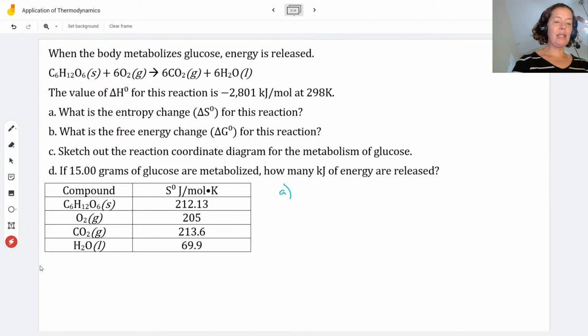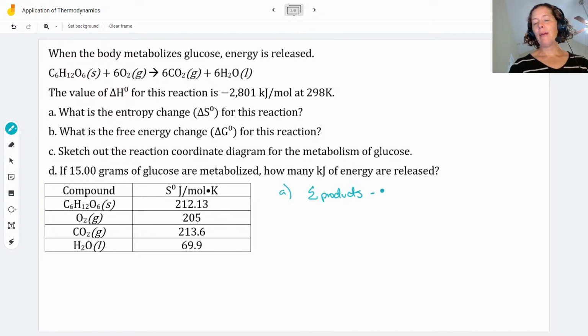Well, the great thing is they have given us a table down here of our entropy values for all of our compounds. So when you're given your values, and this can be true for enthalpy, delta H, entropy, delta S, and Gibbs free energy, or just the free energy delta G, we're going to use products minus reactants. So this is the sum of the products minus the sum of the reactants, will give us delta S.